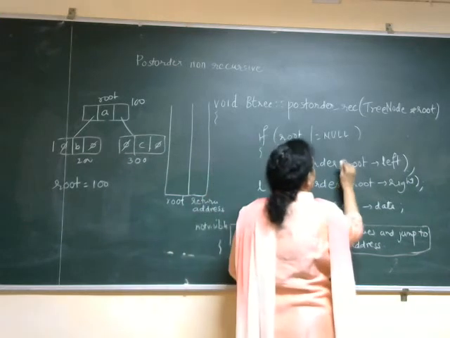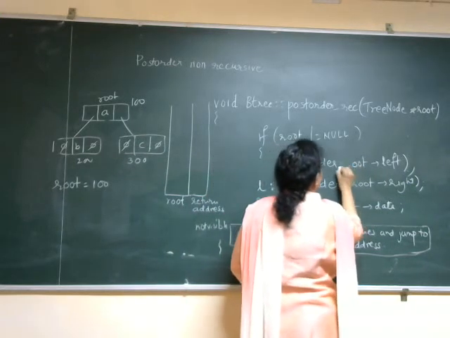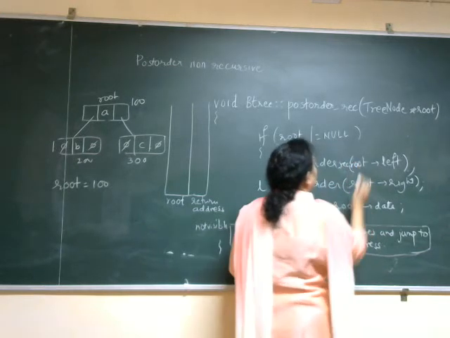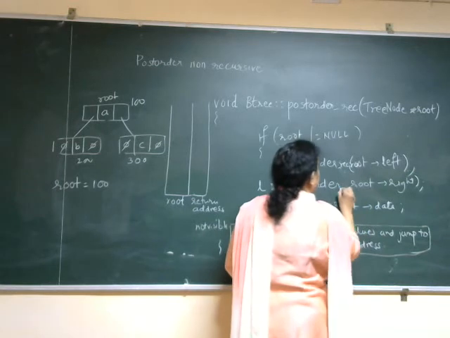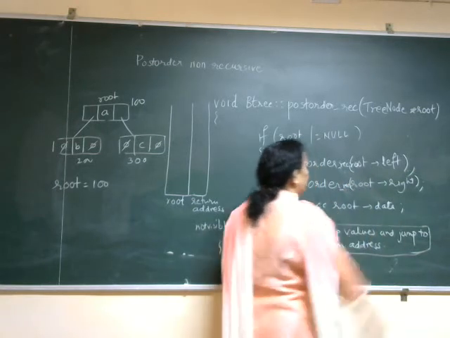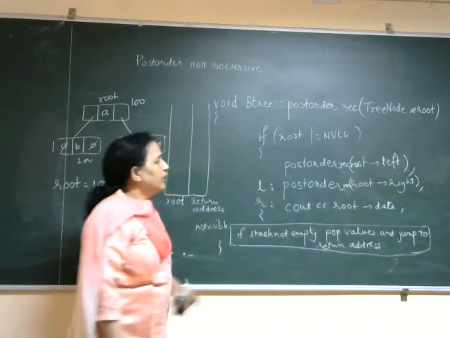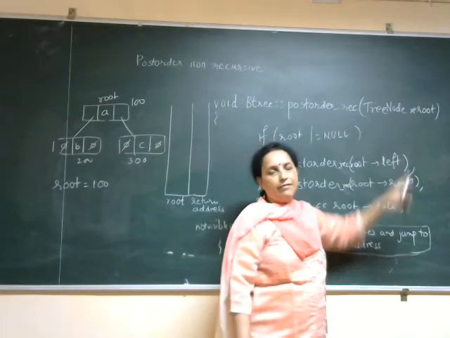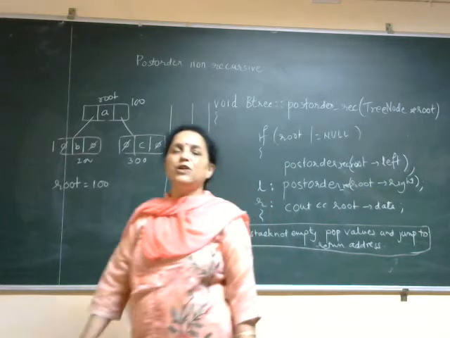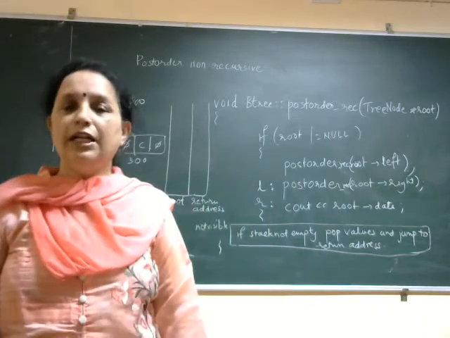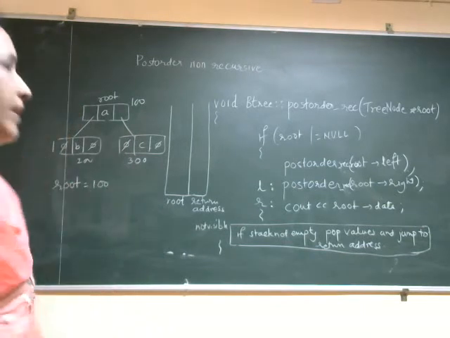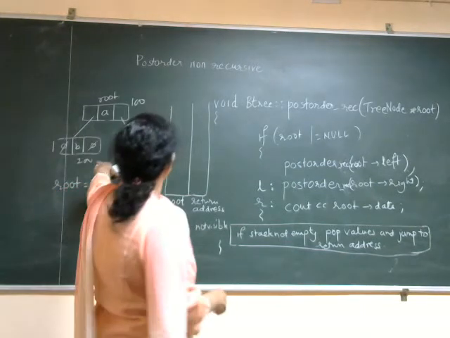So the function name is post order underscore REC. Okay, and then root. Post order REC and then root. Okay, so post order recursive I have called with root pointer left. Means I am changing root as root pointer left. Now my parameter is root pointer left. Root value is 100. So root's left, that is 200.